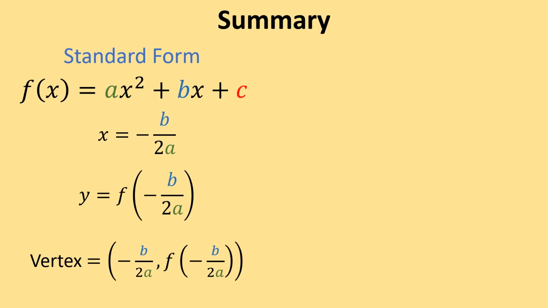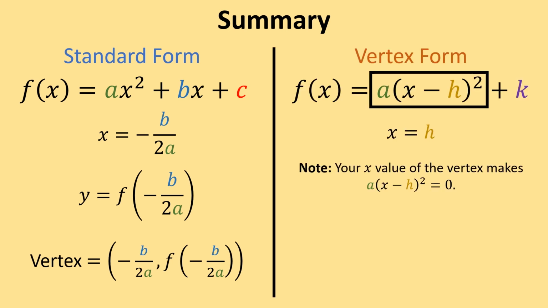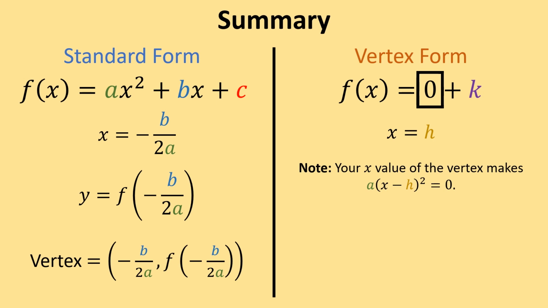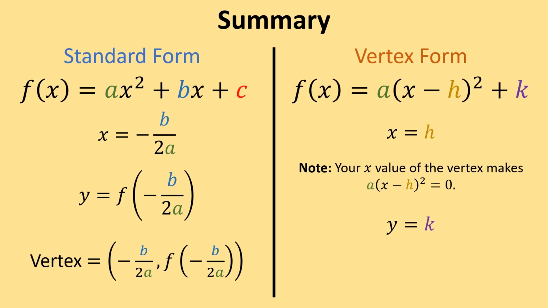To find the vertex of a quadratic that's in vertex form, you first find your x, which is going to be the value of x that makes your a times the quantity x minus h squared equal to 0, and in this case that would be positive h. As you can see, if we plug h in, we eventually get 0 here. And to get y, it's going to be your k term on the outside, or your constant. And so we get a vertex of h comma k.